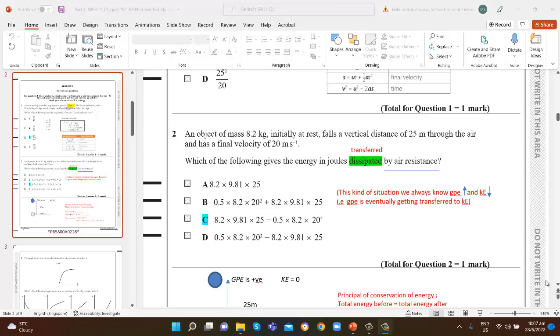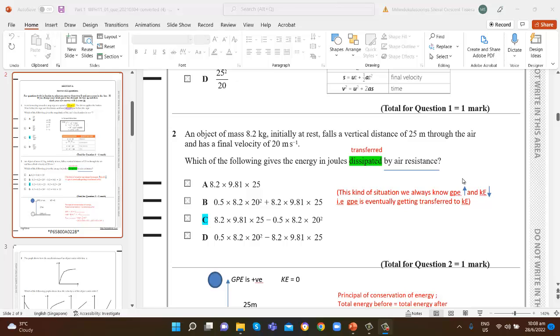So it is a fall, a vertical distance. But here it is by air resistance. Now air resistance is going to be there. When you talk about free fall, there's no air resistance. It is falling under gravity. But here they have mentioned air resistance, so you have to get the difference.